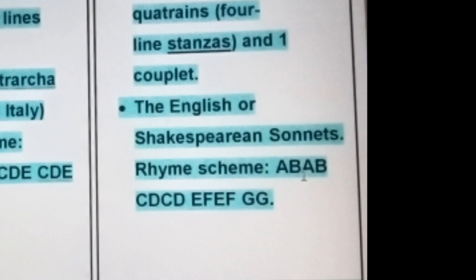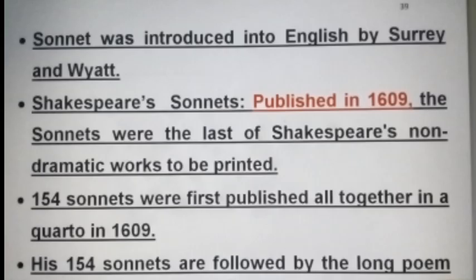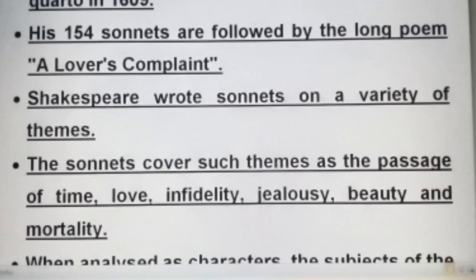Shakespeare's Sonnets, published in 1609, were the last of Shakespeare's non-dramatic works to be printed. 154 sonnets were published altogether in a quarto in 1609. His 154 sonnets are followed by the long poem titled A Lover's Complaint.